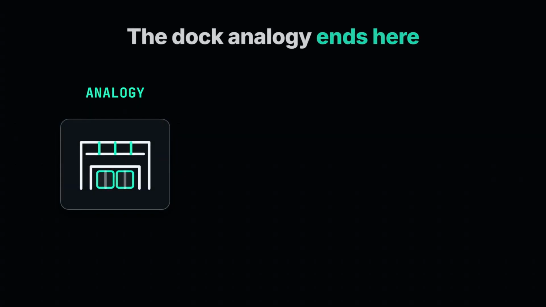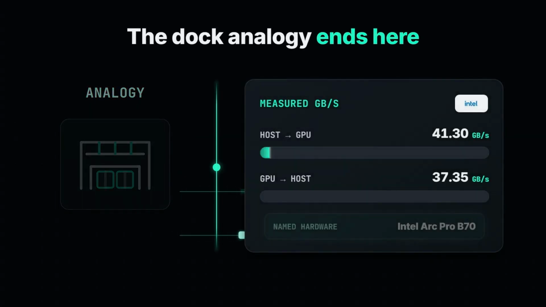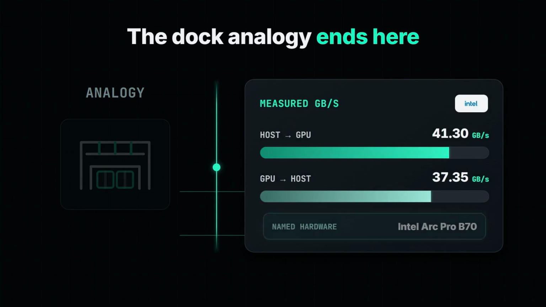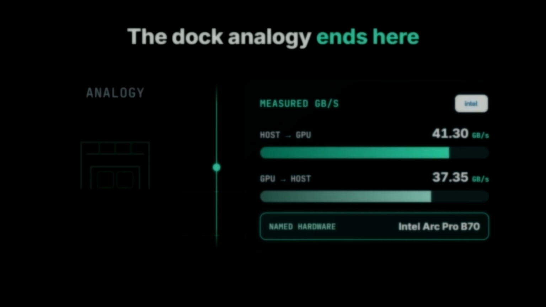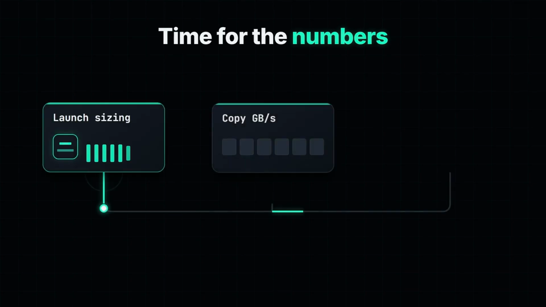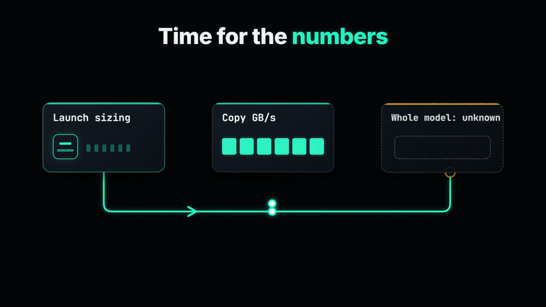The loading dock only explains the sizing idea. The evidence is still 2 measured copy rates on named hardware. Launch efficiency is not whole model speed. Keep it separate from copy throughput and complete inference, meaning model execution.